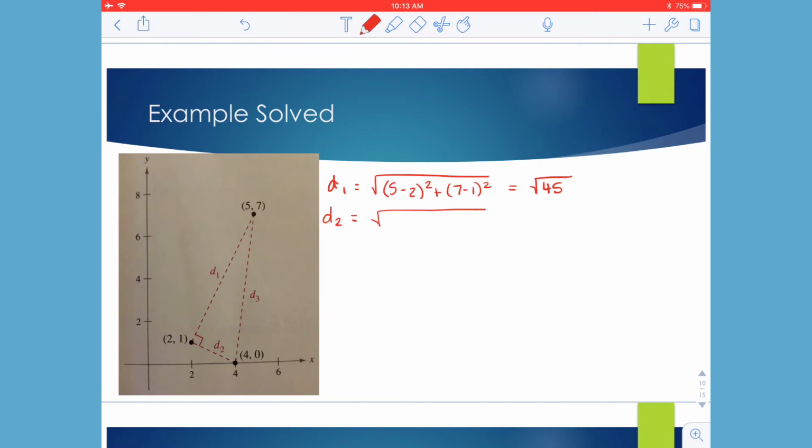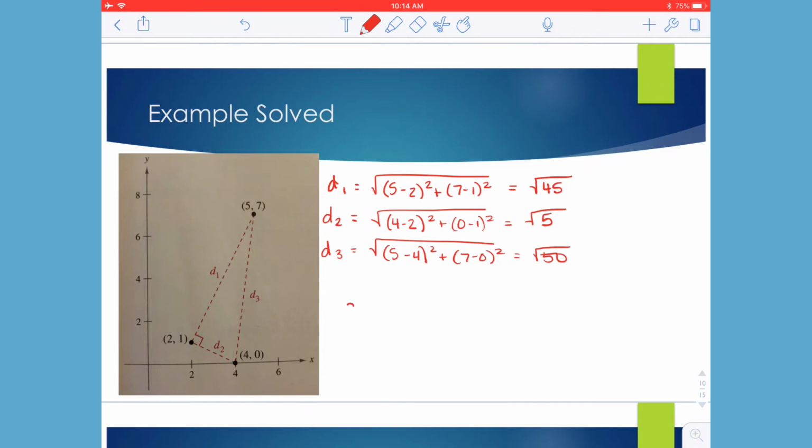When I look for the distance of side 2, I have 4 minus 2 all squared plus 0 minus 1 all squared, and when I simplify that, it gets me the square root of 5. And when I look for the distance of side 3, I have the square root of 5 minus 4 all squared plus 7 minus 0 all squared, which gives me the square root of 50.